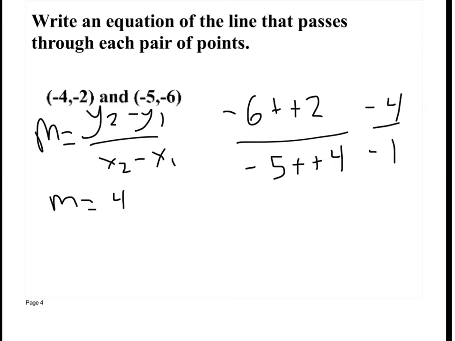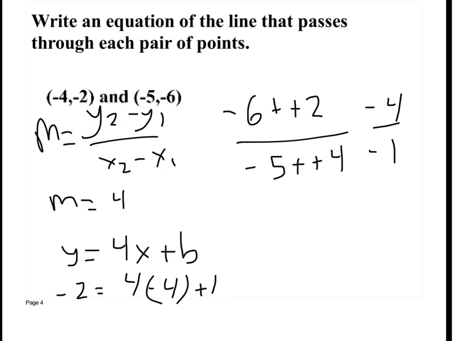Alright, now I plug that into y equals mx plus b, and I need to find b. Someone raise your hand and tell me which point we want to go with, -4, -2 or -5, -6. Braylee? -4, -2. Okay, -4, -2. So -2 goes in for y, -4 goes in for x, and we are solving for b.